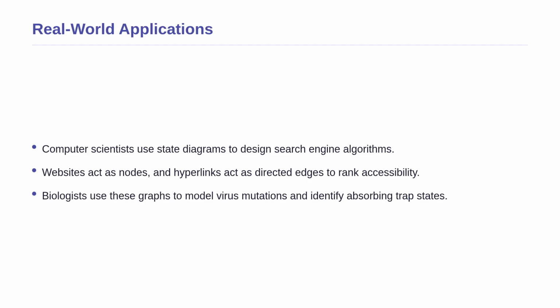So, we have proven how to find traps and loops. This brings us to why this matters in the real world. Raw matrices are incredibly difficult for humans to interpret quickly, but state diagrams make complex systems manageable. When computer scientists design search engines, they treat the entire internet as a massive state diagram, where websites are nodes and hyperlinks are directed edges, helping them rank highly accessible pages. Biologists use these exact same graphs to model virus mutations, identifying which mutation states are traps the virus cannot escape. Visualizing probabilities is a powerful tool across all sciences.